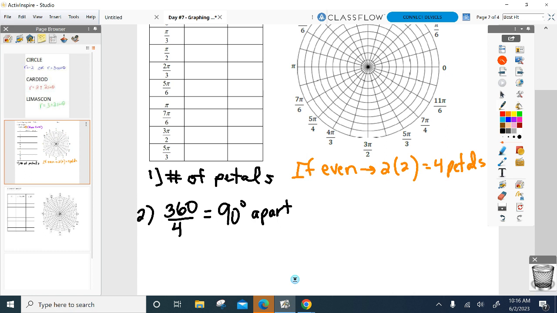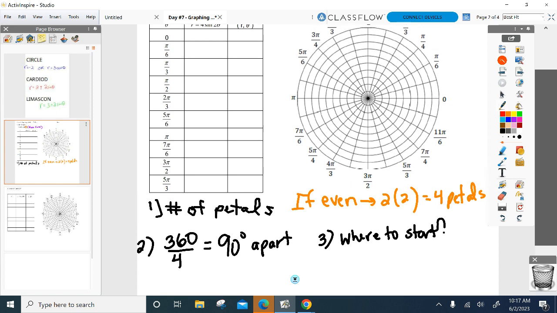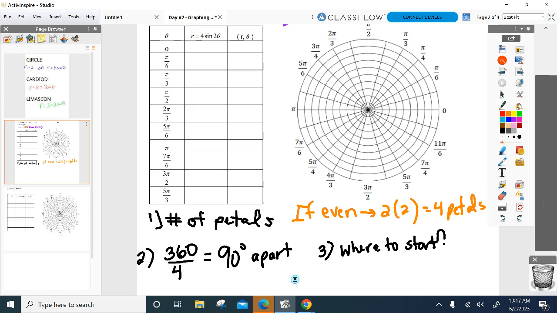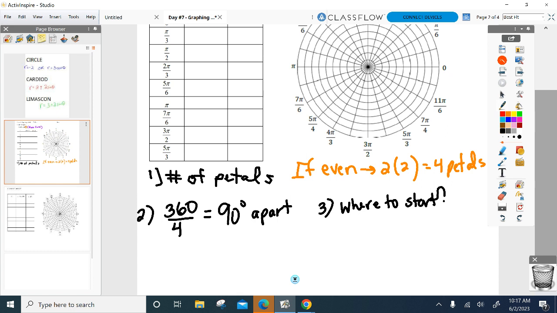Last thing, and there's only 3 things you need. How many petals? How far apart are they? And then finally, where to start. Because you're not always going to start at 0. So where to start? And I told you there's a little bit of a rule here. Is this a sine or a cosine curve? Sine. So if it's a sine curve, you start halfway in between how far apart they are.